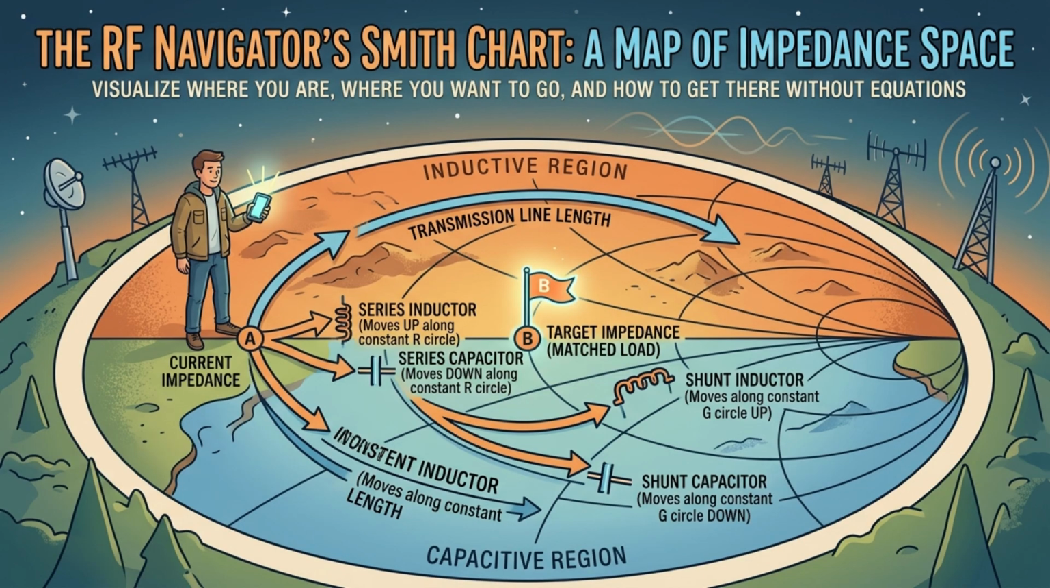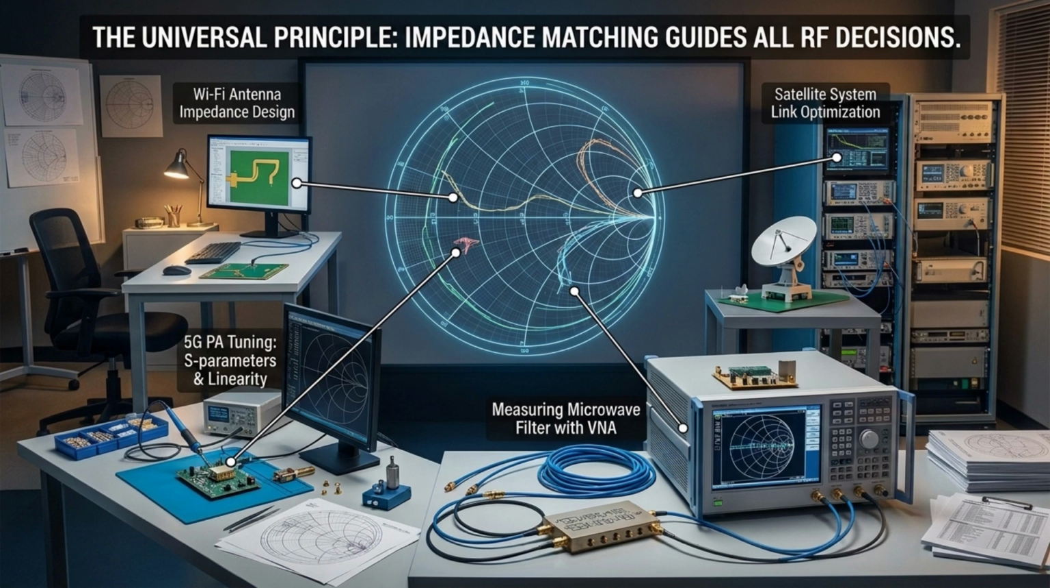Intuitively, think of the Smith chart as a navigation map for RF impedance. Instead of solving every problem with equations, engineers can visualize where they are, where they want to go, and how each circuit element moves the impedance toward the desired destination. Physically, whether designing a Wi-Fi antenna, tuning a 5G power amplifier, optimizing a satellite communication system, or measuring a microwave filter with a VNA, the same Smith chart principles guide every impedance matching decision.